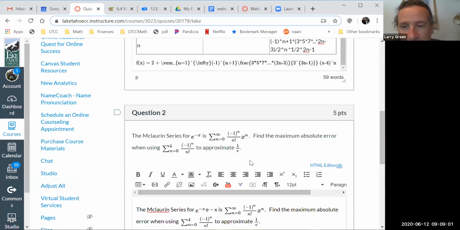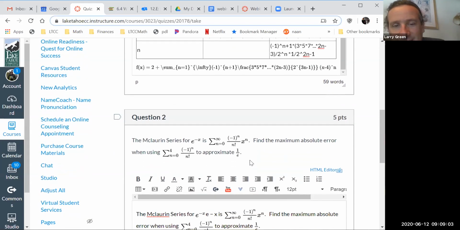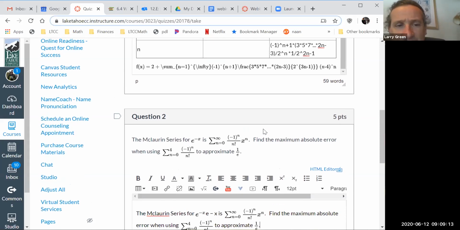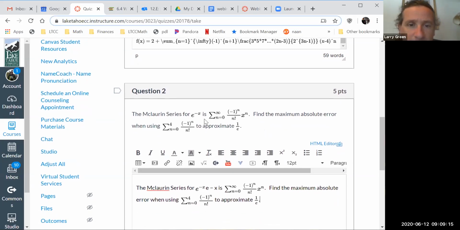Next one's quick. I notice the points are the most for the first one. Okay, for the Maclaurin series, e to the negative x, which is a summation of -1 to the n over n factorial x to the n. Find the maximum absolute error when using -1 to the n over n factorial, n equals 0 to 4, to approximate 1 over e.